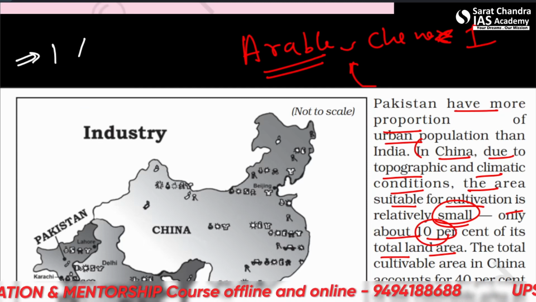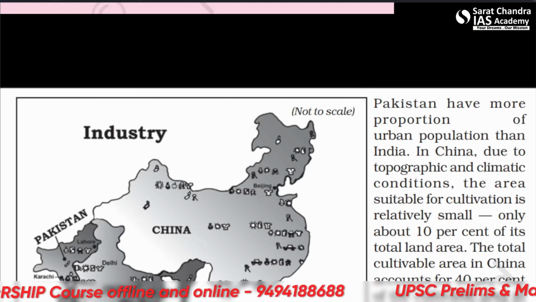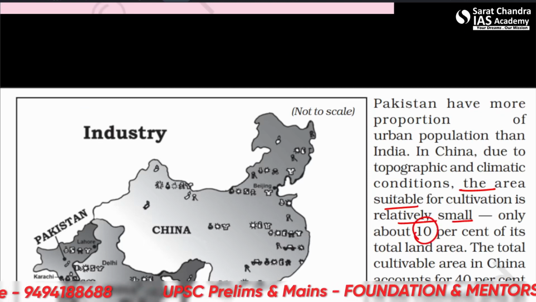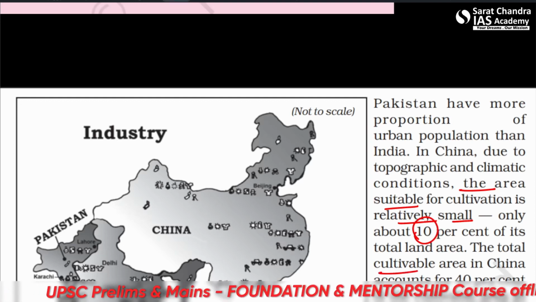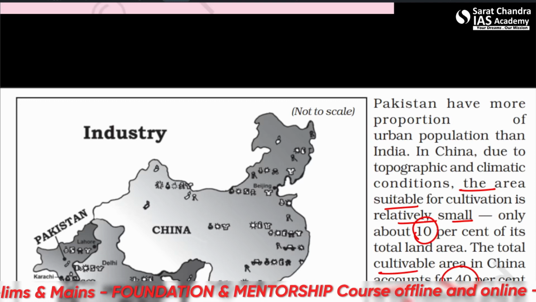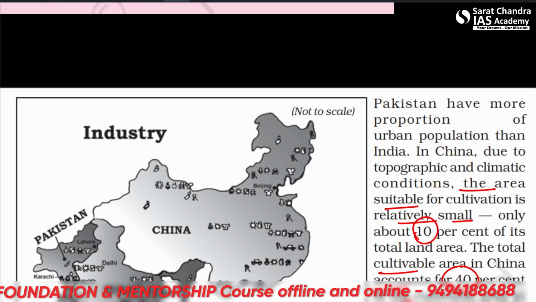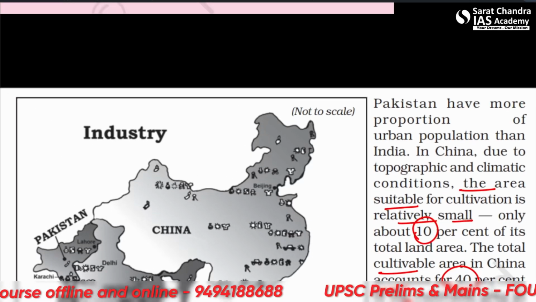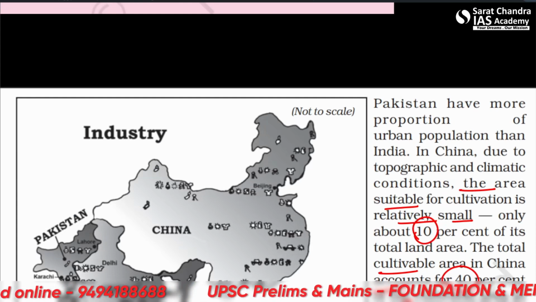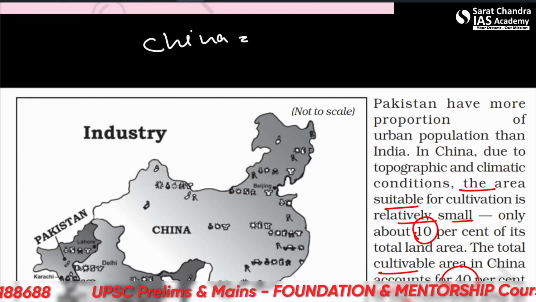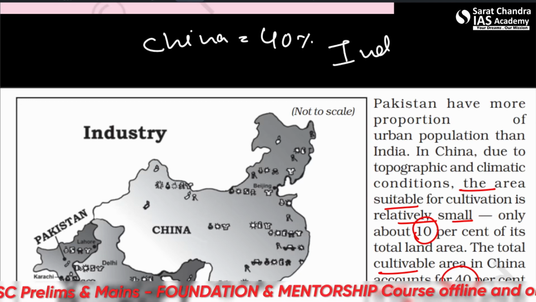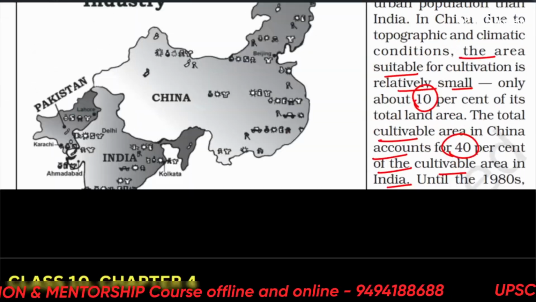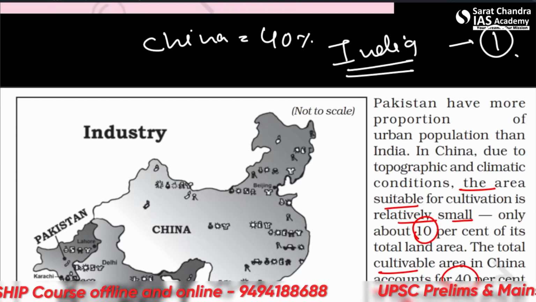Just a second. Okay, so we were talking that the area suitable for cultivation is relatively small. Only about 10% of its total land area is suitable for cultivation. The total cultivable area in China accounts for only 40% of the cultivable area in India. So this solves statement 1 for us. The solution was already present in the NCERT. So the area that is arable in China is equal to 40% of the arable area in India. So statement 1 is correct directly from the NCERT. Okay, let's come to the second statement, which talked about the irrigation facilities.